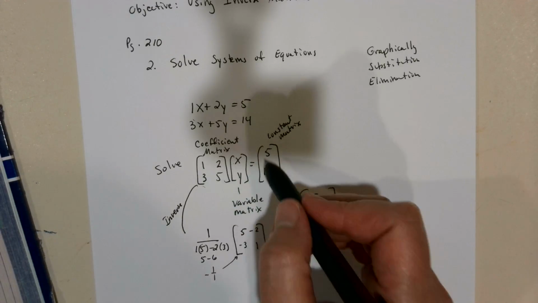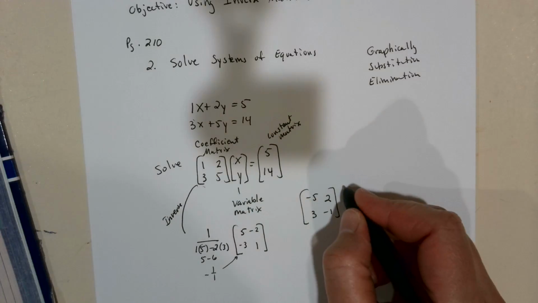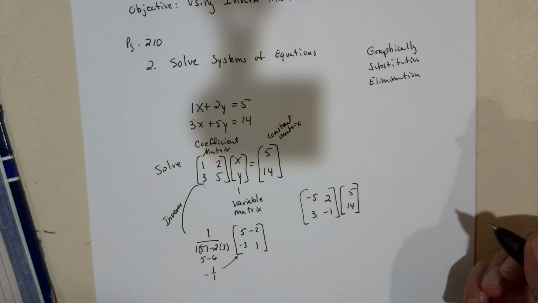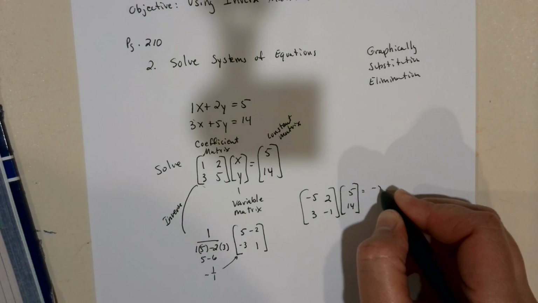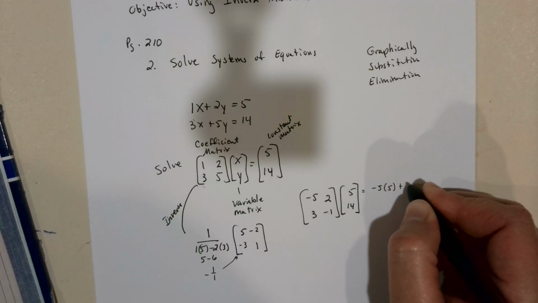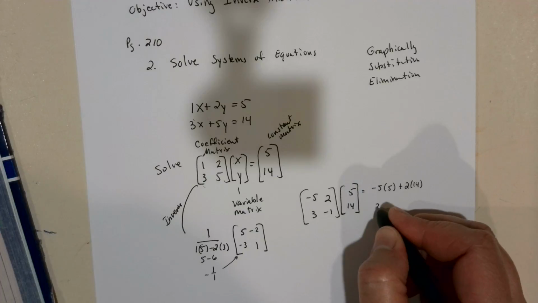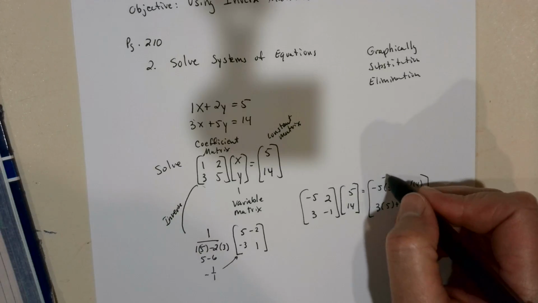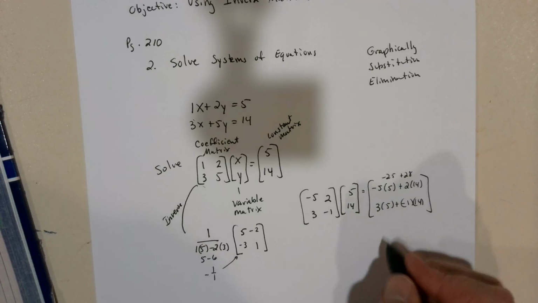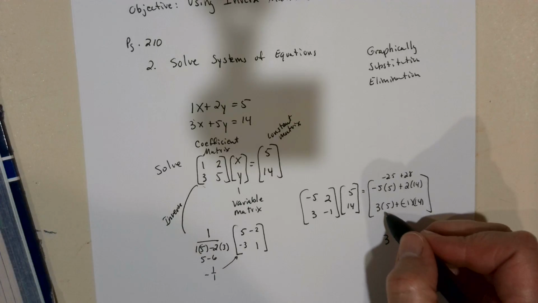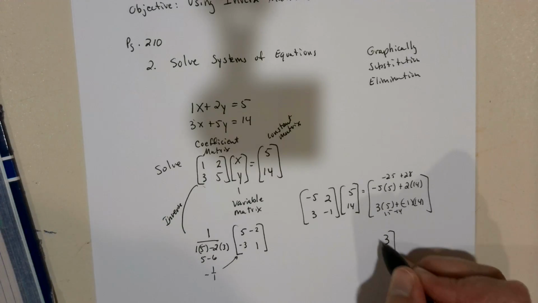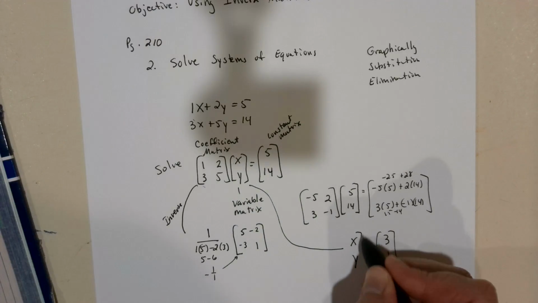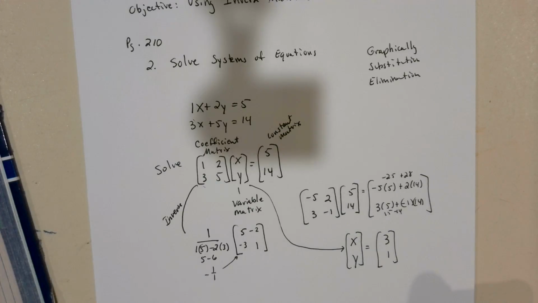Now I'm going to take that inverse and multiply it in front of the constant matrix, just like we did just a few minutes ago in our other video. And we're going to multiply these together. We're going to take negative 5 times 5 plus 2 times 14, and then 3 times 5 plus negative 1 times 14. And so I get negative 25 plus 28, and so I'm getting 3. And here I'm getting 15 minus 14 is 1. And so our variable matrix, x y, is going to equal 3, 1.